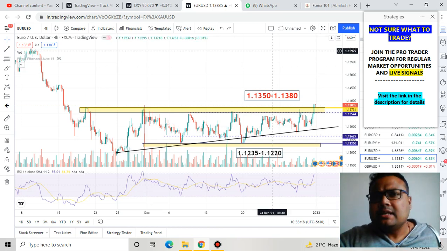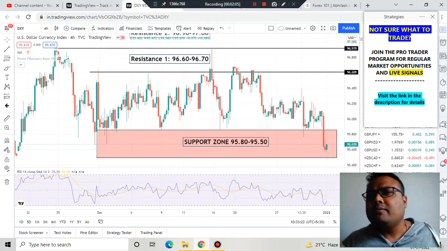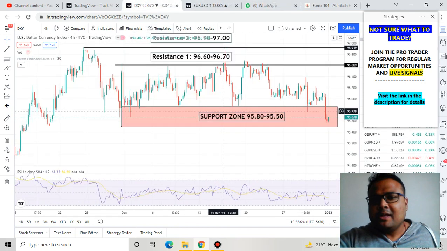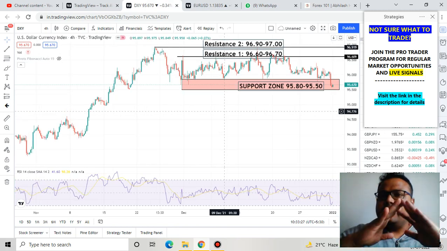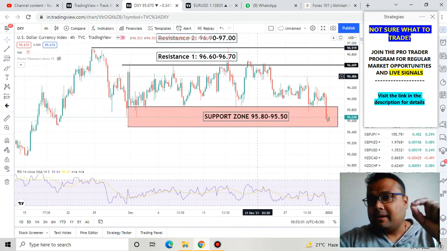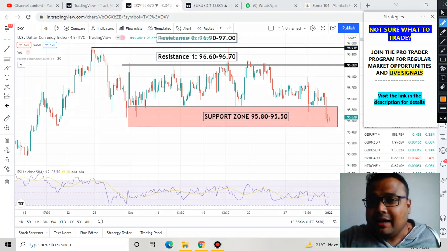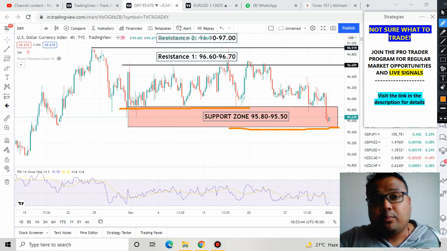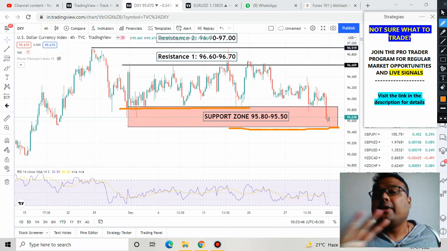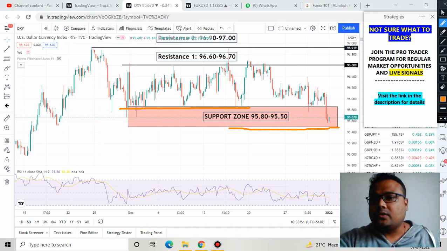At first, let's try to understand what is going on in the chart of DXY, because knowing the movement of DXY is also very important. DXY is in an overall uptrend, sideways for many days. Right now there is some selling pressure, but keep in mind this is not a trend reversal, because we still have 95.50 standing here as support, and overall this whole zone is a support for DXY. This is not a breakout. 95.80 to 95.50 is a support zone for DXY.